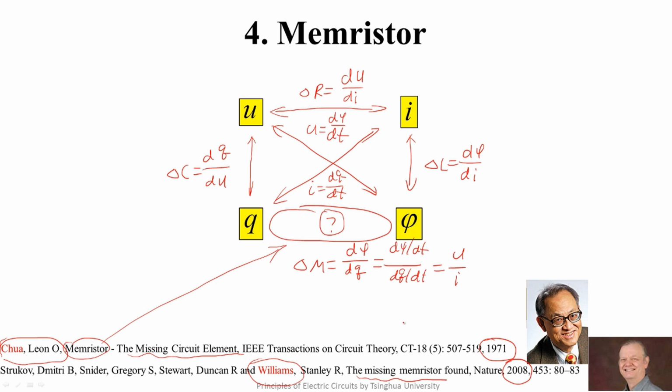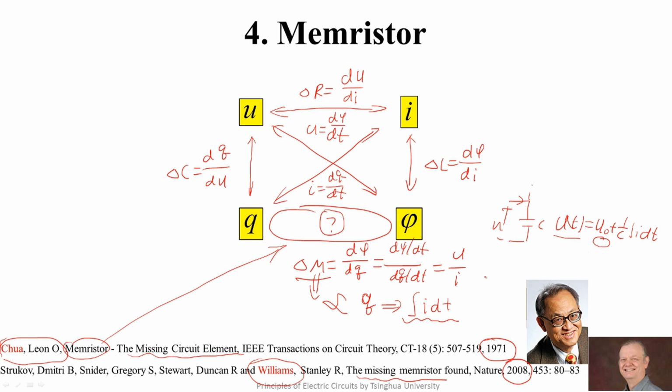In addition, through further derivation, we can find that the incremental memristance is proportional to the charge. That means the memristor has something to do with its previous current. As with the capacitor, its voltage at any time is associated with the voltage at the zero moment. So this is a part of its memory.